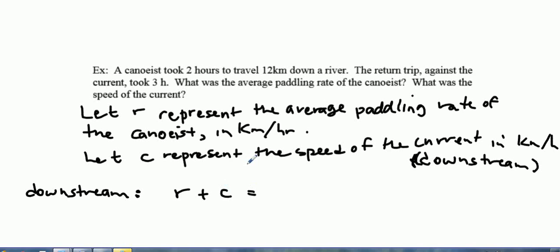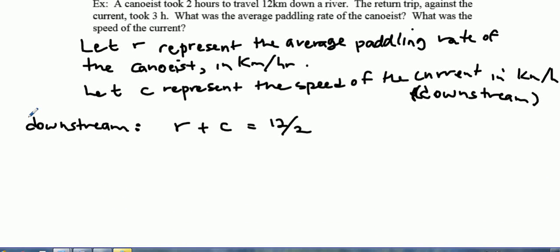And the total rate is the distance that he covered divided by the amount of time it took. So he covered 12 kilometers in 2 hours. So his rate of travel was, I'm just going to write it as 12 divided by 2 for now. Okay, but of course that's going to be 6. Does everybody understand that? Okay, this is his rate of paddling. This is the rate at which he was being pushed by the current, and that total rate was the rate that it took for him to get down the river, downstream.